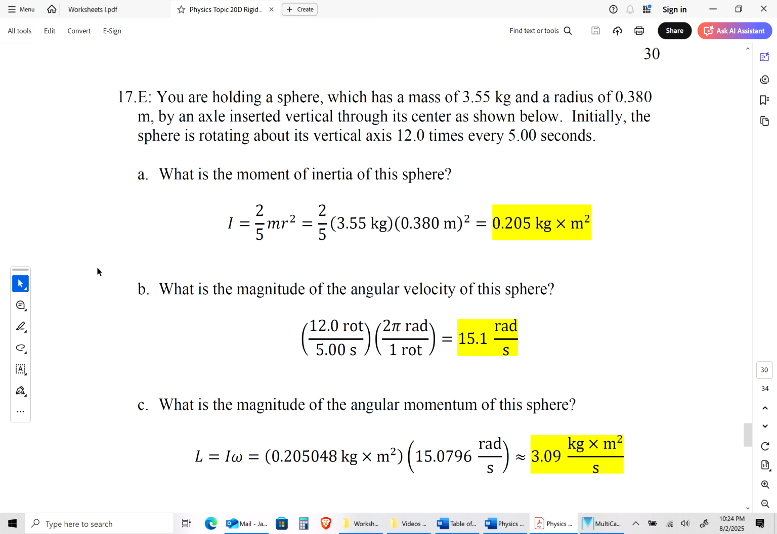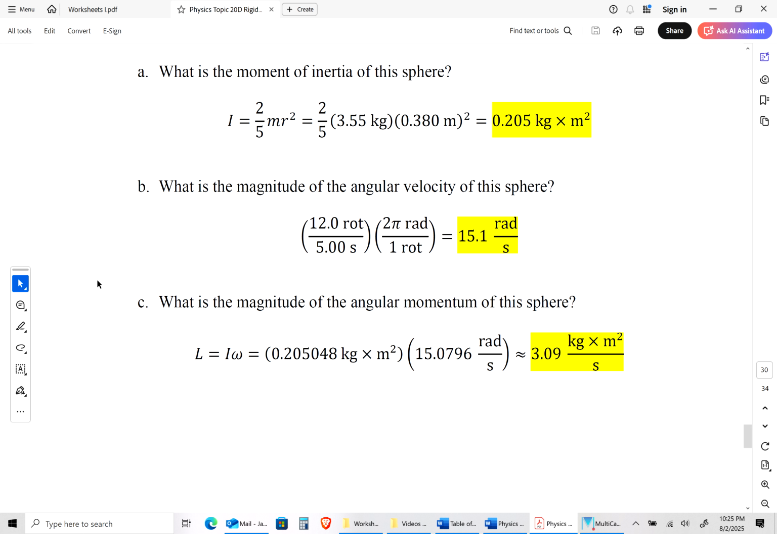Part A, what is the moment of inertia of the sphere? It's 2/5 mr squared. Part B, what is the magnitude of the angular velocity of this sphere? You want radians over second. They gave us rotations over second. Part C, what is the magnitude of the angular momentum of the sphere? L equals I omega.